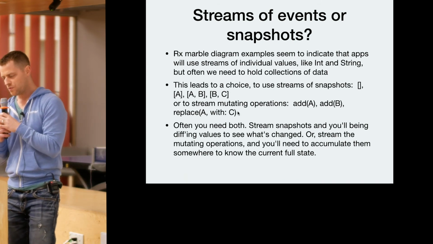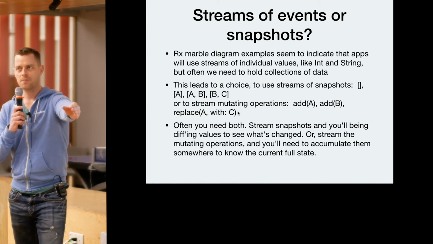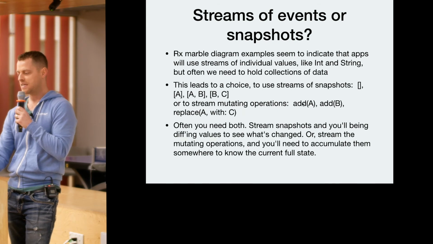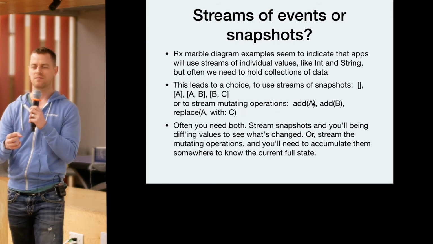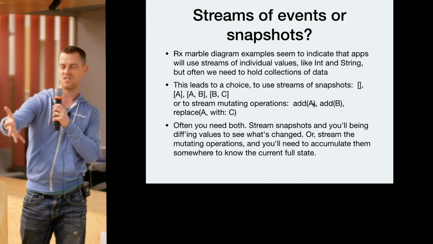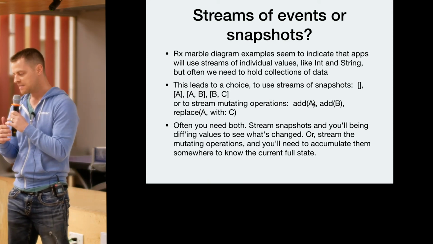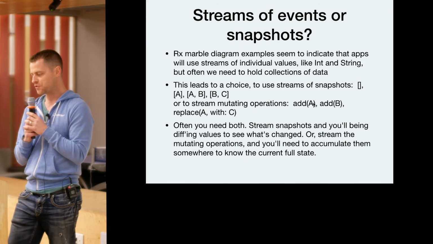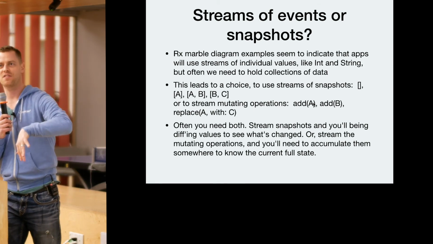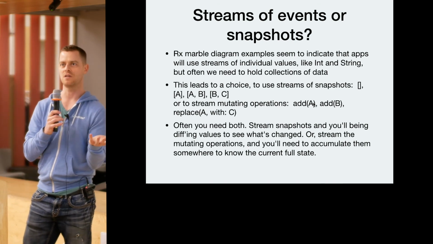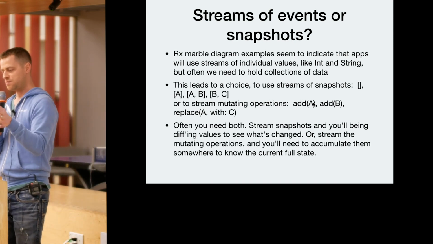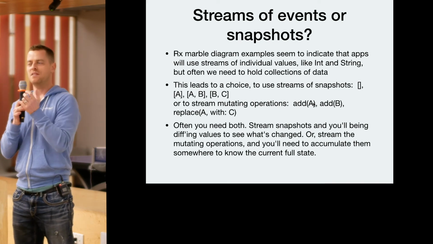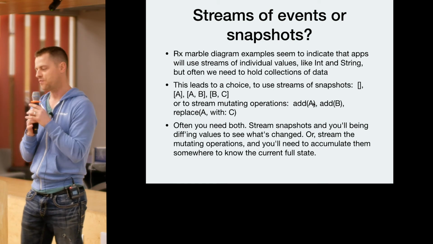So the question is, do you emit these snapshots of your entire collections, or do you emit these mutating actions, like this is what's happened? Because marbles seem to indicate you should say this thing happened. Well, the reality is you often just need both. You stream the snapshots and then you're doing diffs on them to see what happened to the collection. Or you stream these mutating events, and then you need to collect them all up to know what is my current state of affairs.